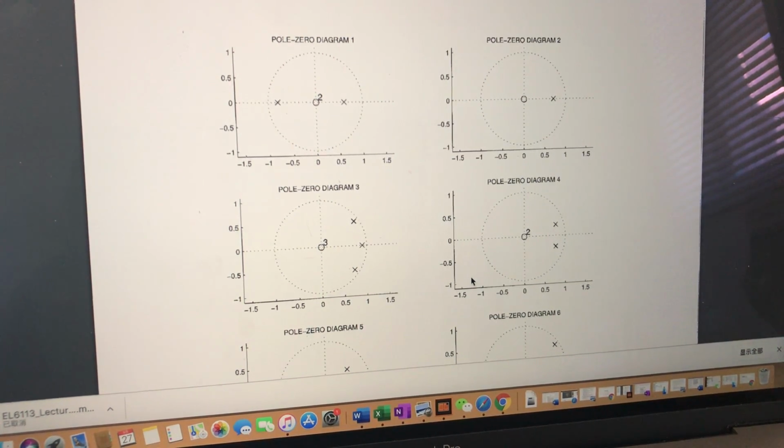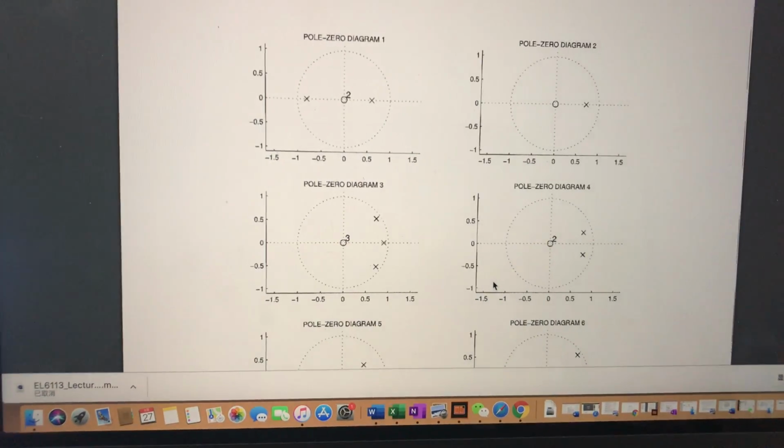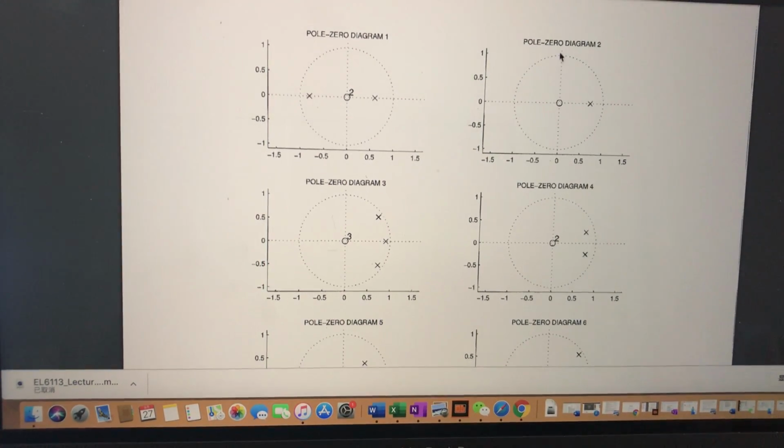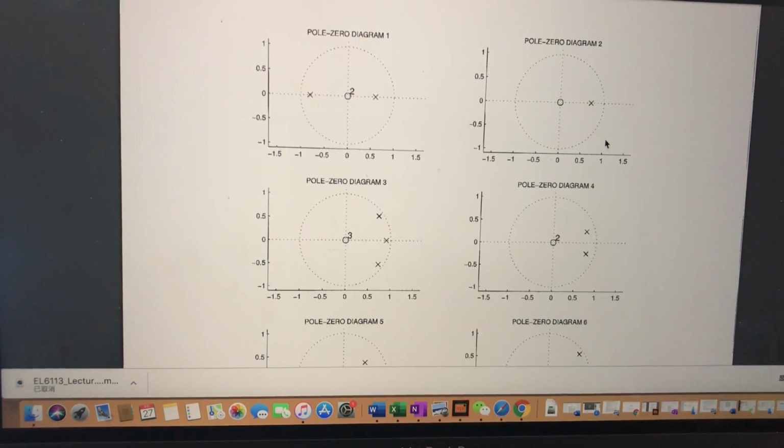Hey guys, this is Yusan, and in this video we're going to talk about question 9 from DSP1. So let's start from a much easier one. Look at diagram 2. We only have 1 zero and 1 pole, and the zero point is a real number.